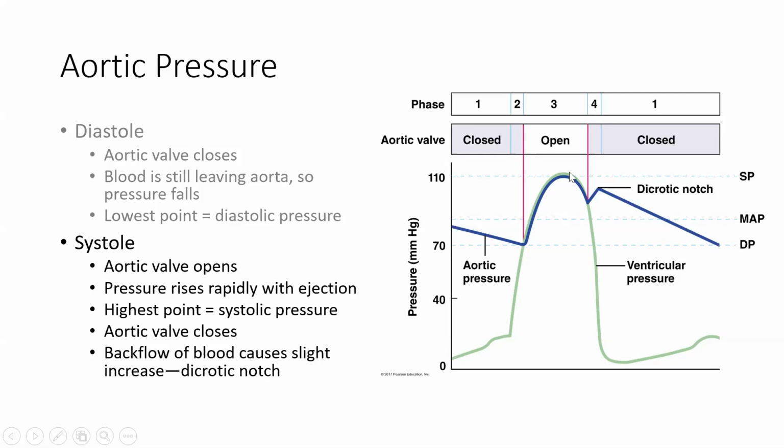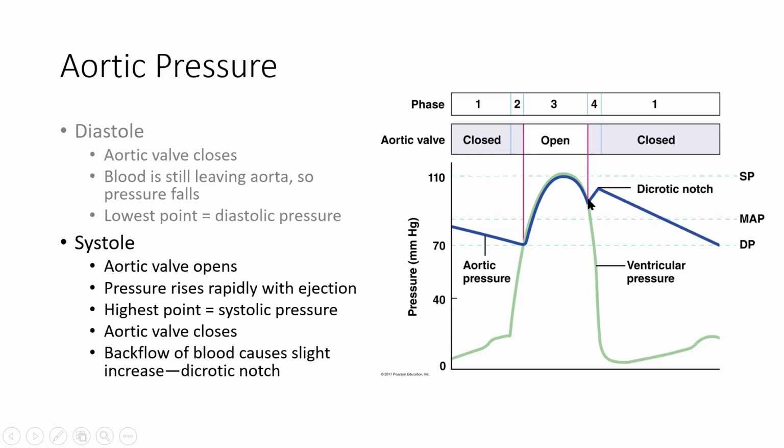Remember, phase three is ventricular ejection. As the ventricles eject blood, the semilunar valves open. Pressure is going to rise rapidly as the ventricle squeezes, but then it's going to drop off as blood leaves the chamber. And then we have the closure of the aortic valves once again.